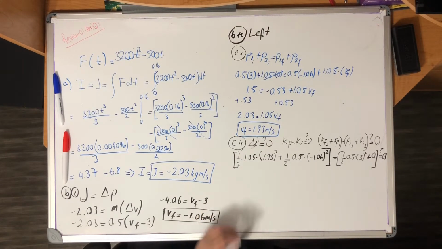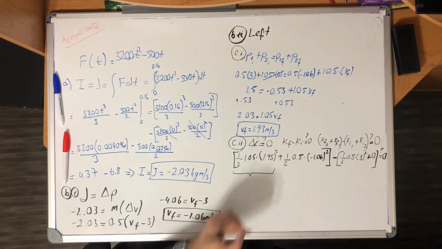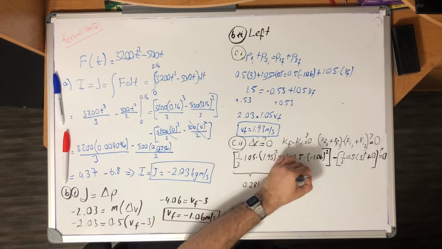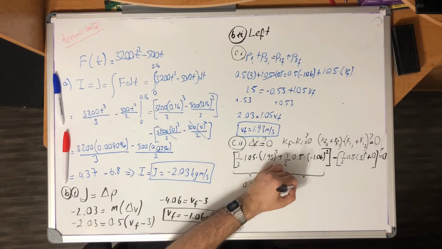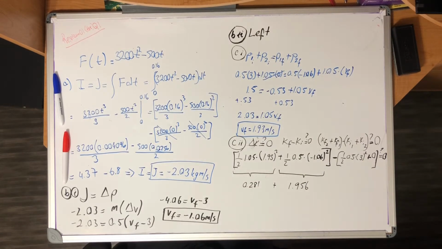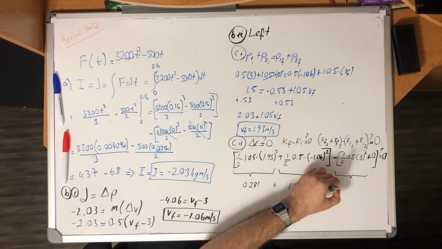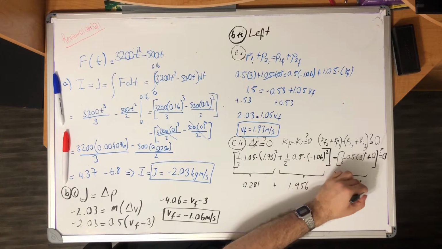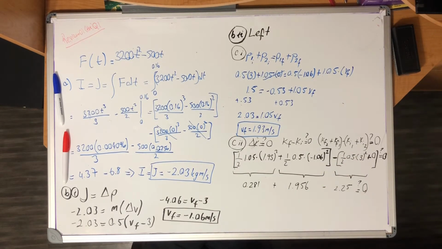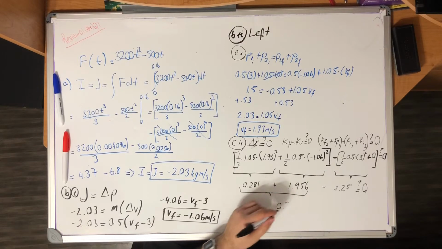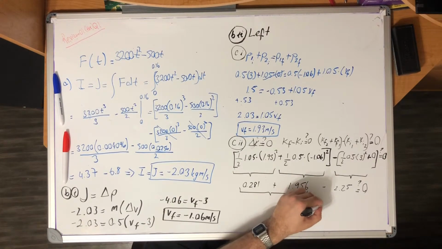After you do all of the calculation, you will see that this part of the equation will be equal to 0.281, and then plus, you will see that this part is equal to 1.956, and then minus, once you do the math over here, you will see that it is equal to 2.25, and then you're still looking for if it's equal to 0. Once you add all of them, you will see that this part is equal to 2.24 minus 2.25.